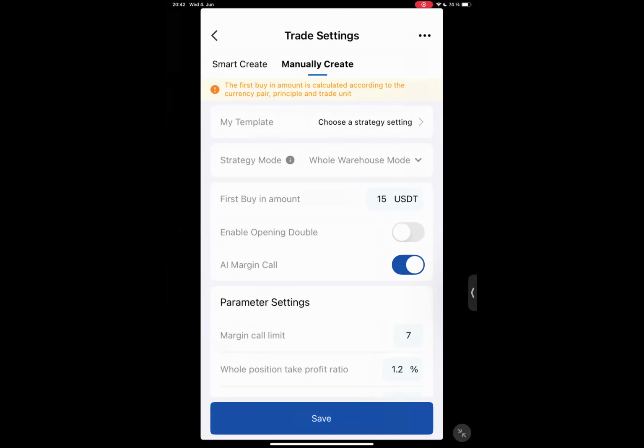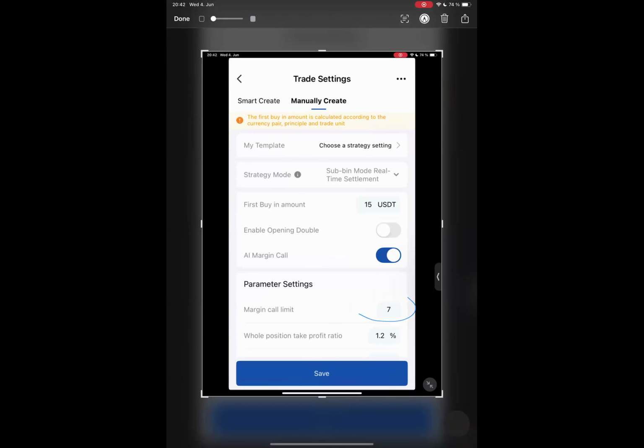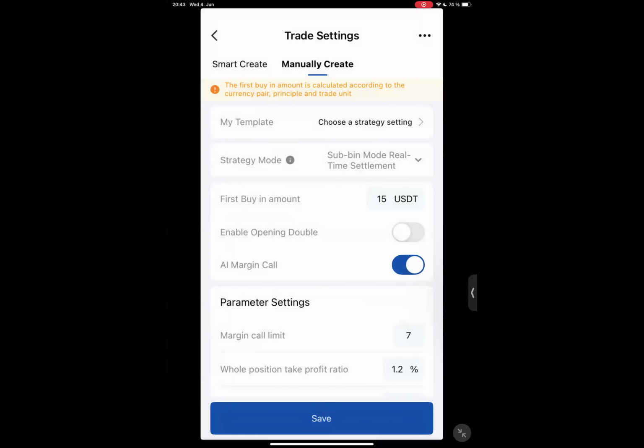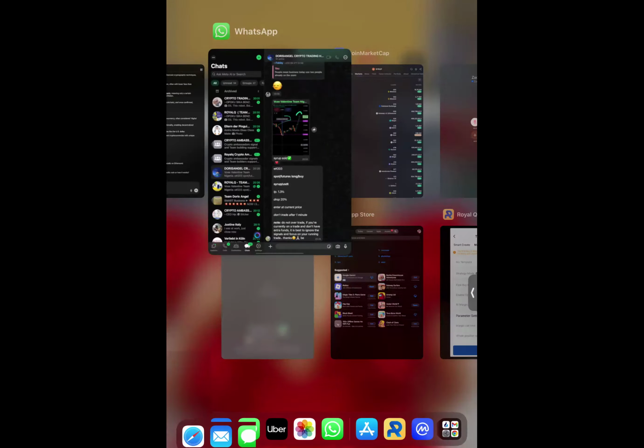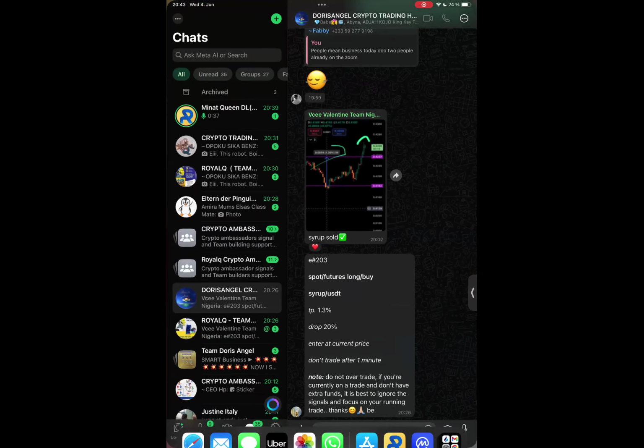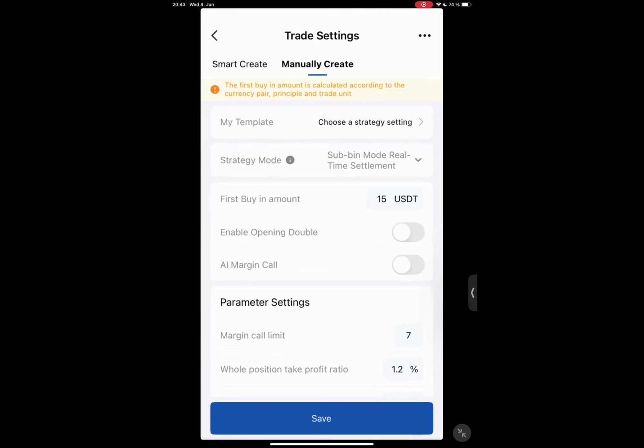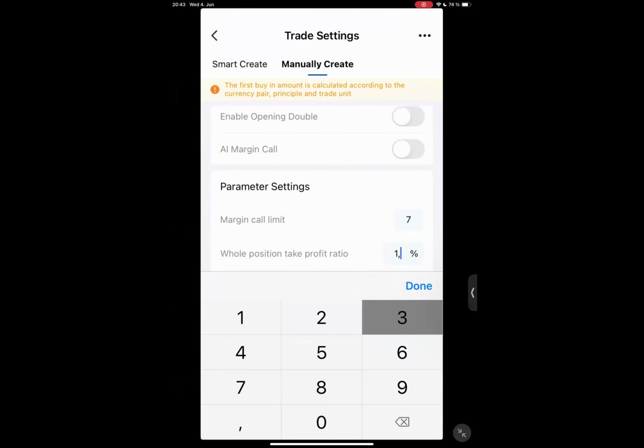So if I tap on it, I'm going to change the whole warehouse mode to real-time settlement. Why? Because my margin call limit is more than 4. It's going to be more than 4. Let me put it that way. All right. So he never said in his signal that AI margin call should be on. So I'm going to turn that off. Then let's look at the take profit. Where is the signal? Take profit is 1.3. So I'm going to edit the 1.2 to 1.3.